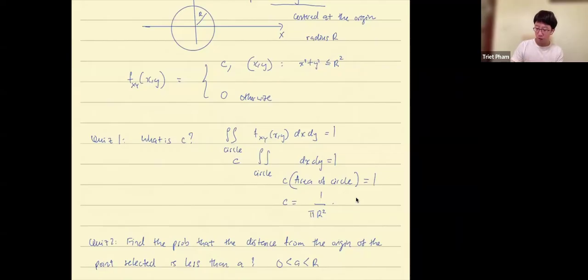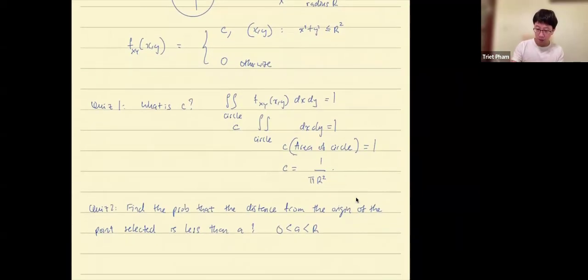So first of all, if you approach this from the joint density point of view, what are we looking at? We're looking at the probability of distance less than A, which will be the double integral of the joint density over that region. Right? But for other distributions, it might be different.